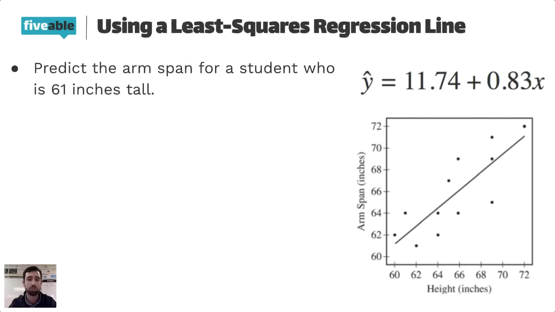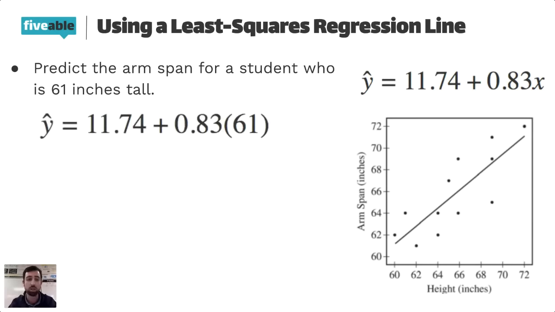Predict an arm span for a student who is 61 inches tall. Well, remember, 61 inches tall is going to be our explanatory variable, which means it's going to go into the X. So I plug it in there. I get my predicted as 62.37.